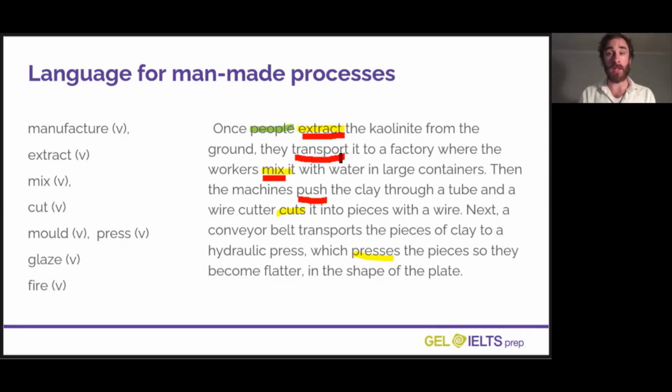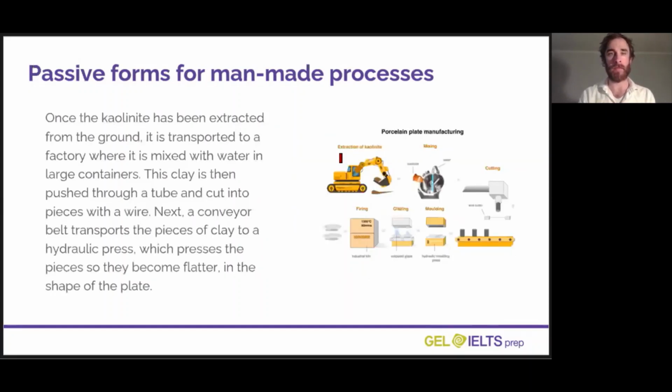The other verbs in this paragraph, we know the name of the machine which does it, so it's okay to keep it in active, not passive. So let's change this paragraph. Here is the same paragraph, but this time we have used passive forms. In the first sentence, we can see has been extracted. This is better than the active form from the previous example.